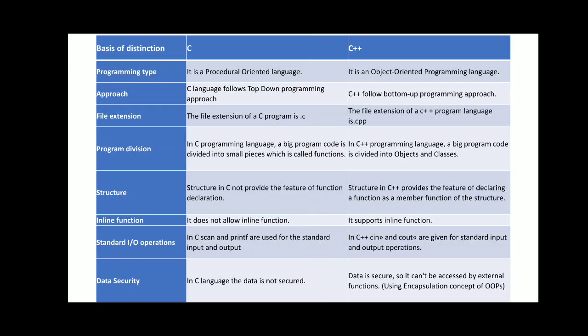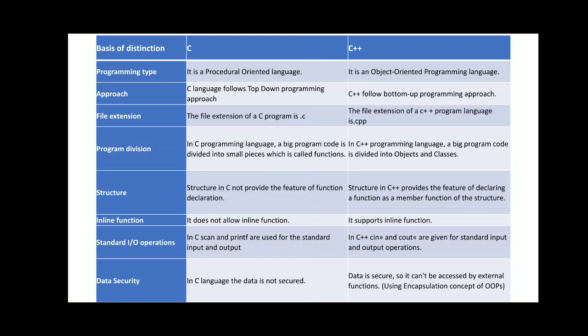The first parameter is programming type. C is a procedural oriented language, whereas C++ is an object oriented programming language. The approach that C follows is top-down programming approach, whereas C++ follows the bottom-up programming approach. The file extension of a C program is .c, whereas in C++ we have a .cpp file.